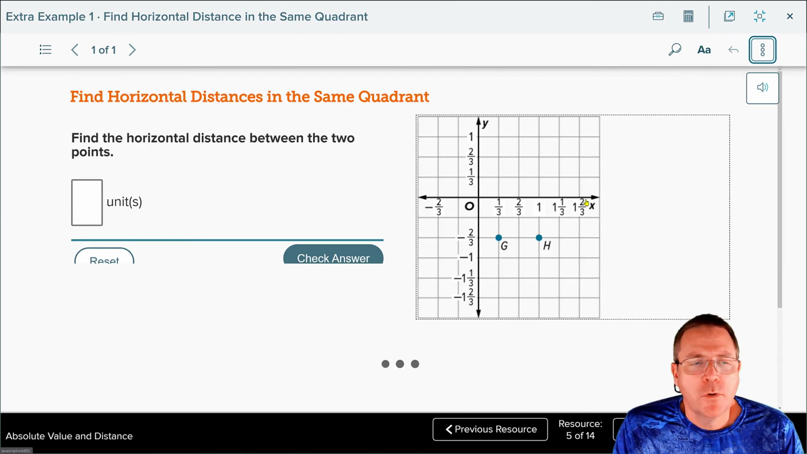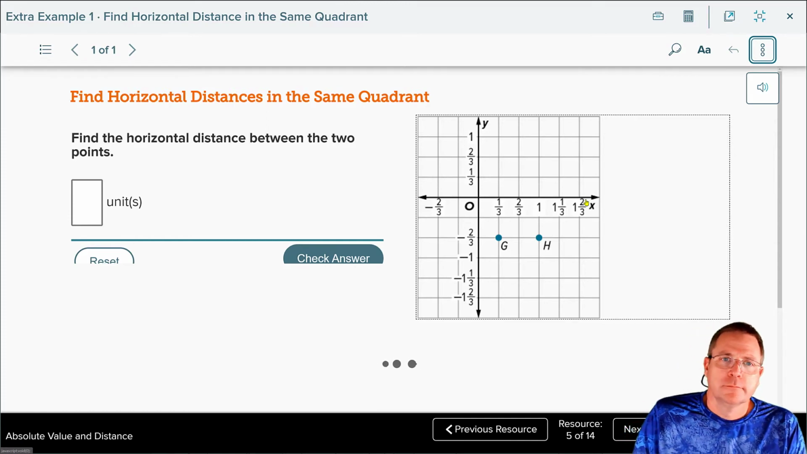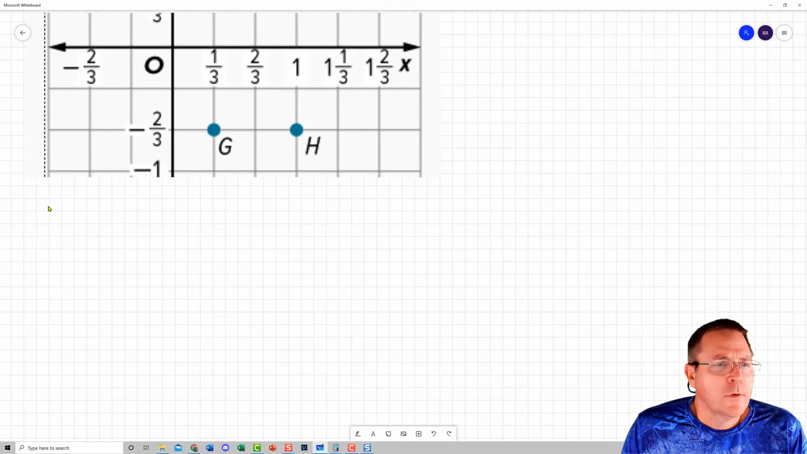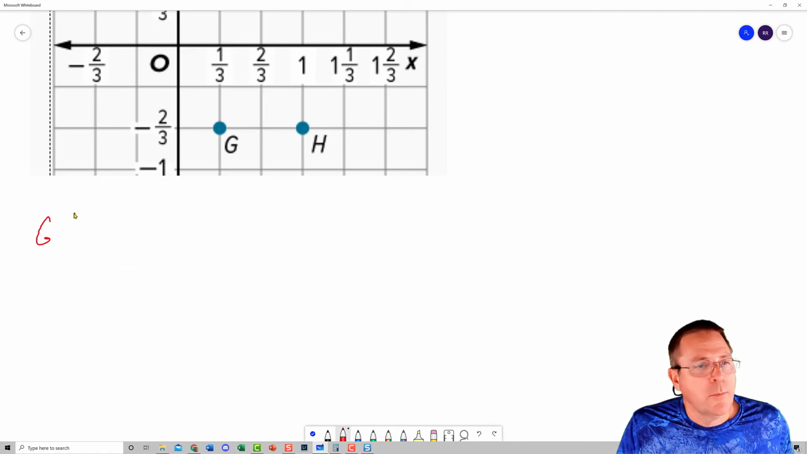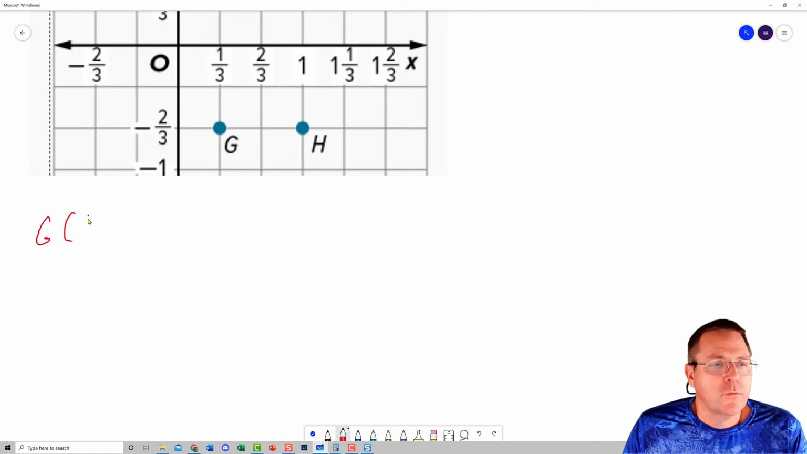Now it's going to be your turn. Pause the video, solve this problem, submit your answer. Did you do it? Let's look at some supporting work for me. So I'm going to start off with point G. And point G is located, and don't put equal signs there, I put parentheses here, where you've got 1/3 and negative 2/3. So it's ordered pairs, it could be 1/3, negative 2/3.